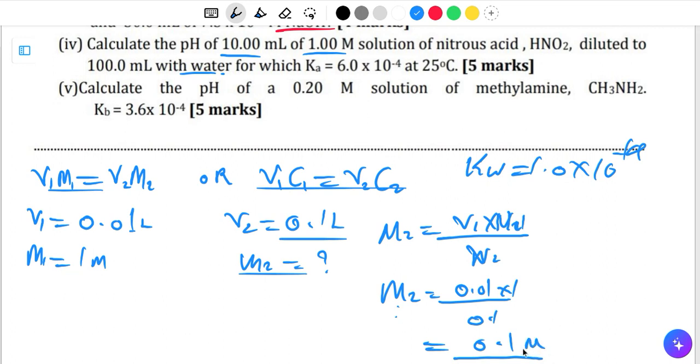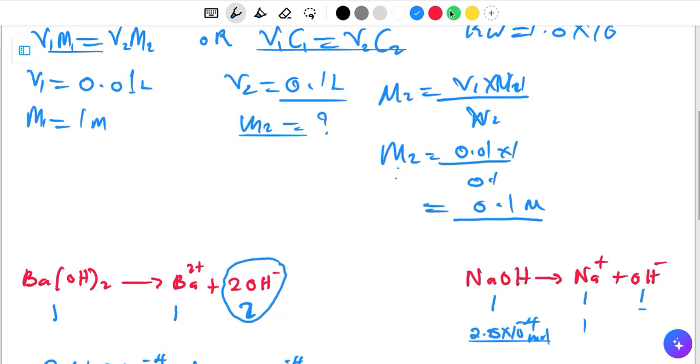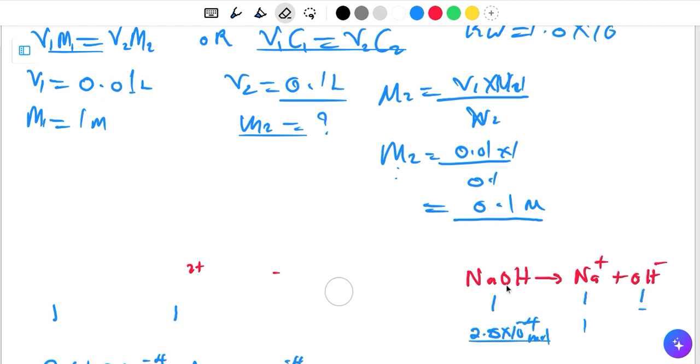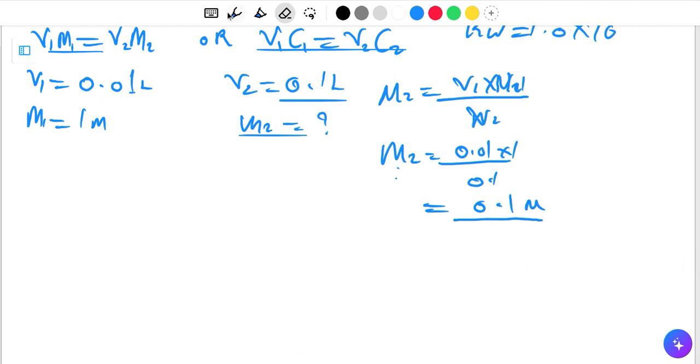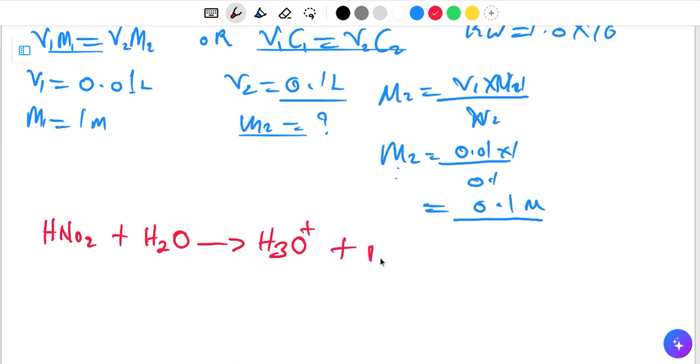Okay. So let's type now the ionization reaction, or let me say the dilution reaction, of nitrous acid plus water. Then see what we are going to have. We have nitrous acid reacting with water. And then what are we going to have? We're going to have hydronium ions plus nitrite ions. I need to remove H there, and remain with the nitrite ions. In terms of the ratio, it is 1 to 1 to 1 to 1.